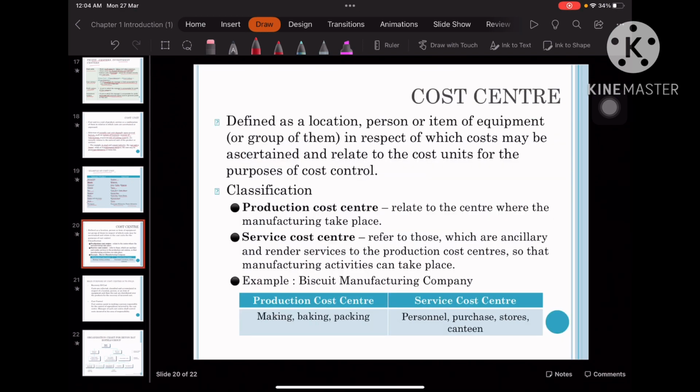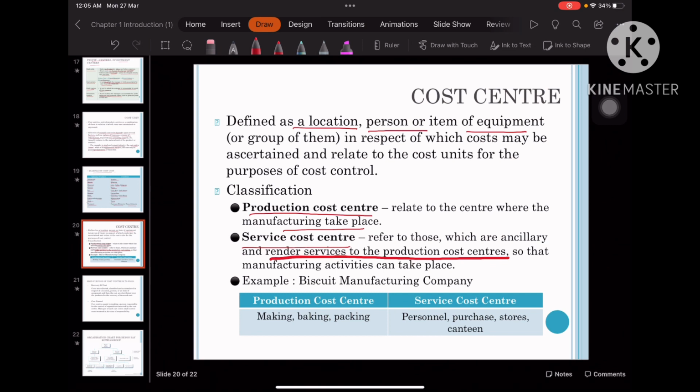Now we move on to the cost center. The cost center can be a location, a person, or equipment. It means, where are we going to center the cost, for the purpose of control. Here we have the production cost center, which relates to where the manufacturing takes place, normally in a factory. And then the service cost center, which renders services to the production cost center so the manufacturing activities can take place.